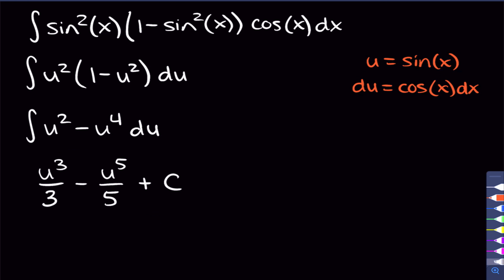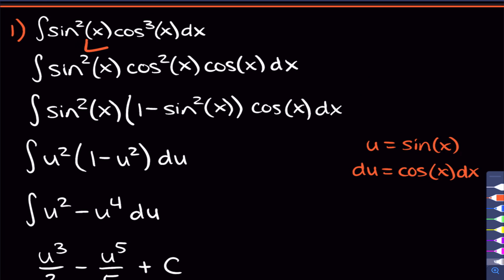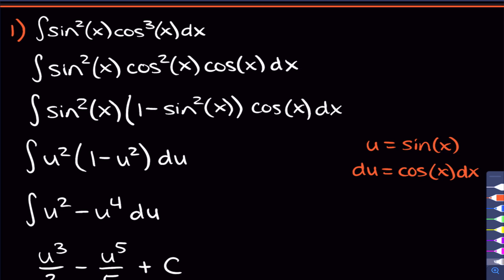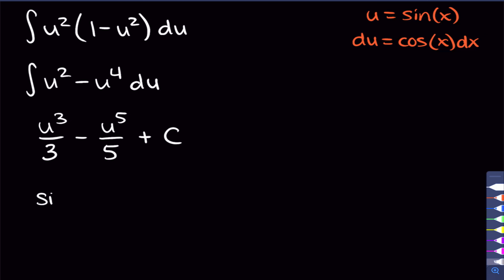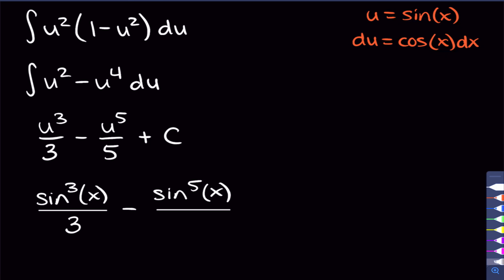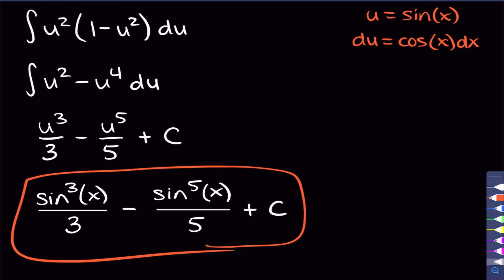What is u? u is sine of x. So let's plug that back in. And of course we want to plug that back in because our integral was given with x's, not u's, so our answer should also be given with x's. Remember, u is equal to sine of x. So we're going to write this integral as, instead of u cubed, it'll be sine cubed over 3. Minus, instead of u to the fifth, we'll have sine to the fifth over 5. And then finally we have plus c. And that is our answer for problem 1.